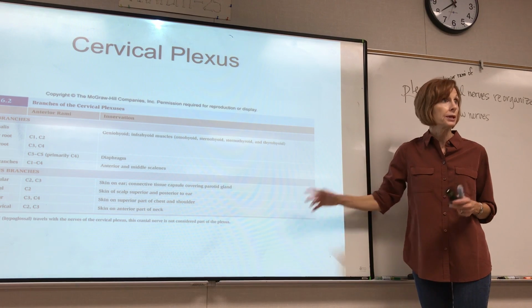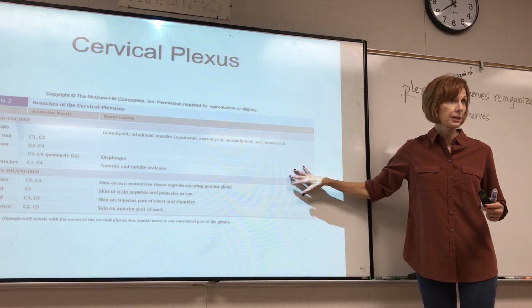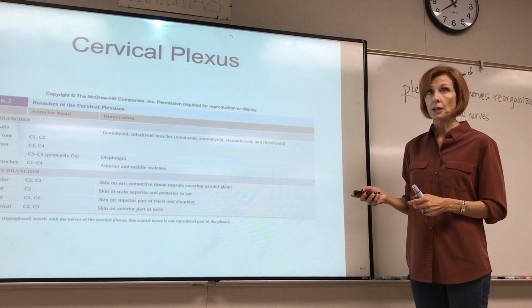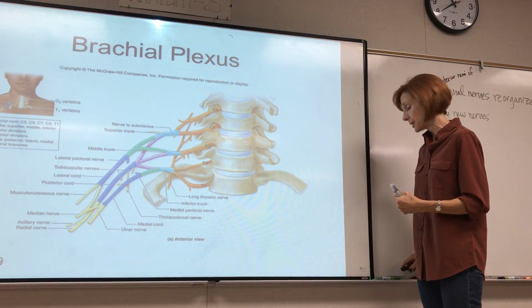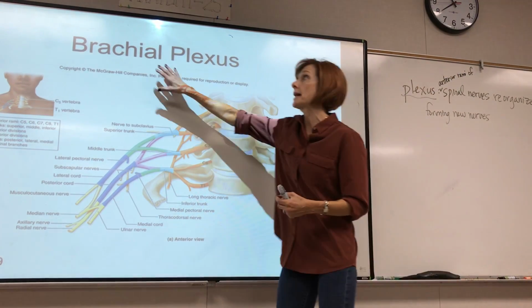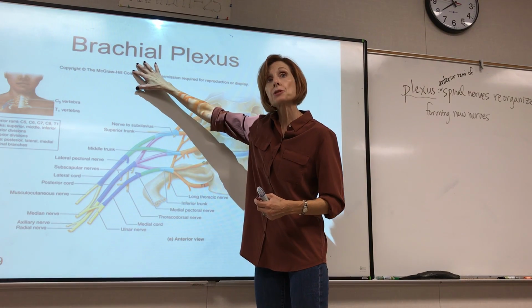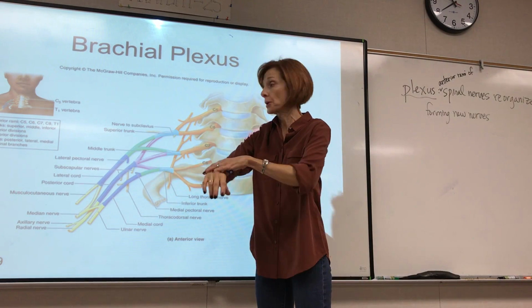You do not have to know any more detail than what we're covering. So don't worry about any of that, okay? I just wanted to mention that. Okay, so this next plexus is called the brachial plexus. This name tells you it's going to have something to do with the arm. These nerves that come out of it supply the upper extremity.